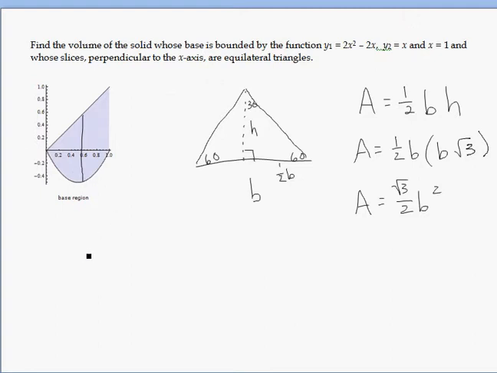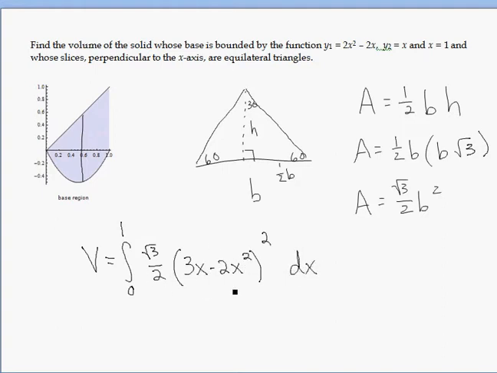So if I want to find the volume, I'm going to integrate from x equals 0 to x equals 1 of the area of my triangle. So that's going to be radical 3 over 2 times the base squared. Now, if you were looking at the previous examples, we've already computed this base. The base is going to be the distance between this line and this parabola. So it's going to be x minus the parabola 2x squared minus 2x. When we combine like terms, that's going to be 3x minus 2x squared.